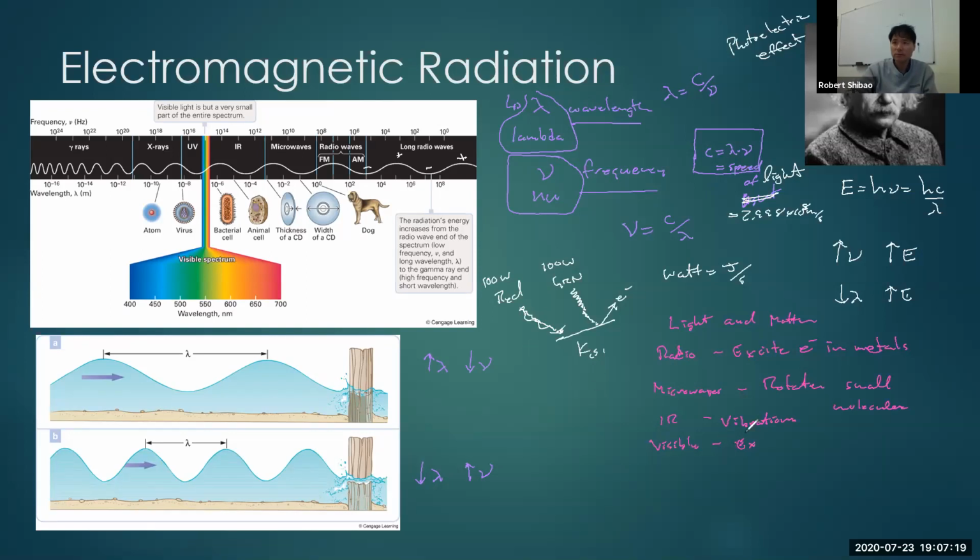So it doesn't decompose. But visible light excites electrons in matter. That's what causes the colors. The colors of things are caused by visible light exciting electrons in matter.